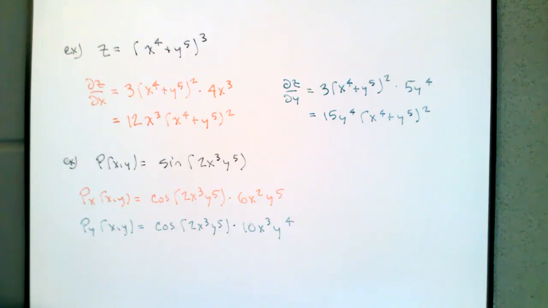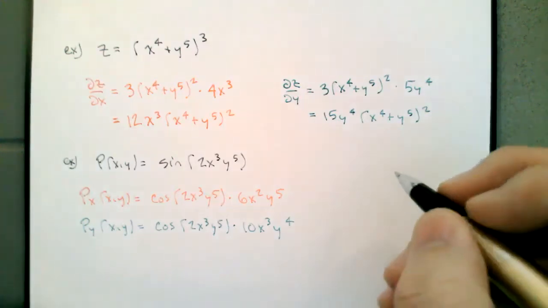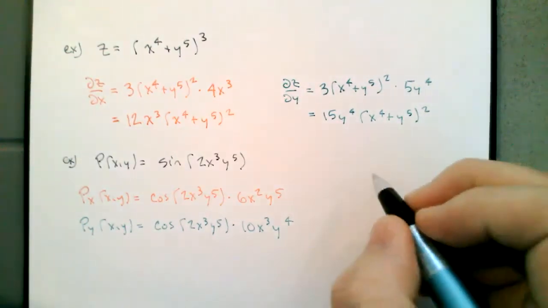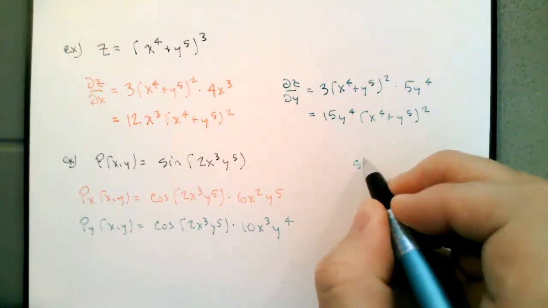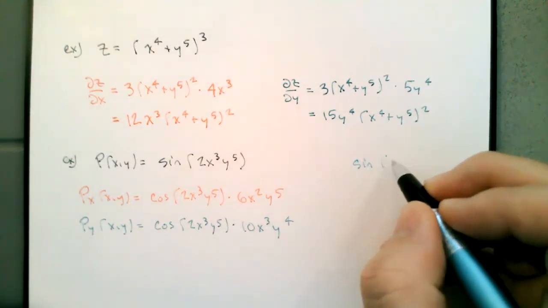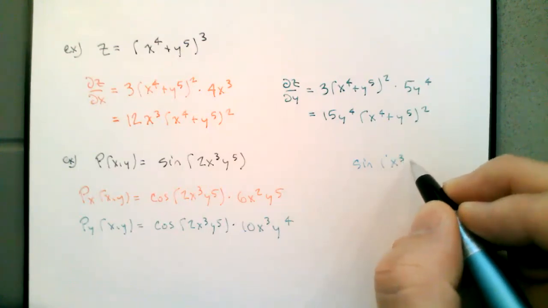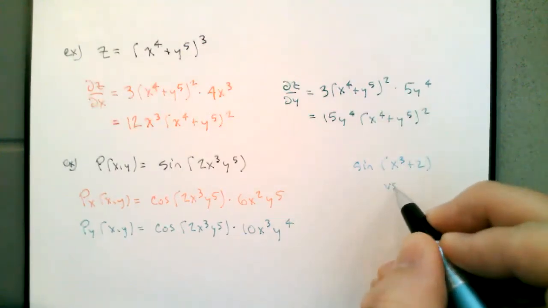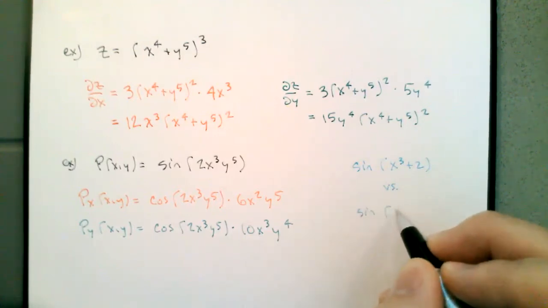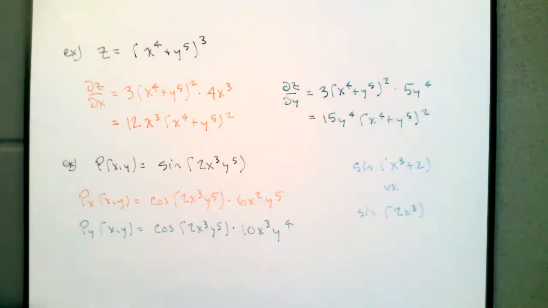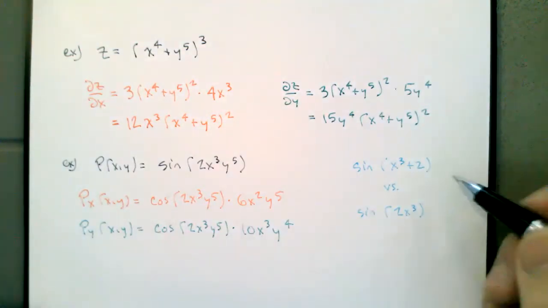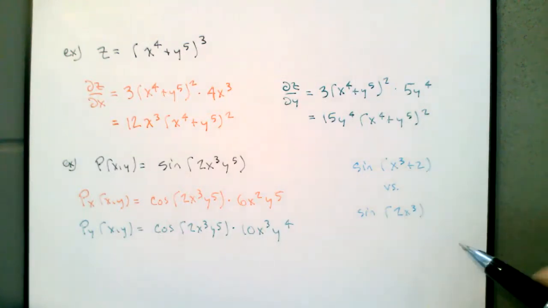Okay, I see. It's the difference between, if we drop it back to the single variable case, imagine the function sine of x cubed plus 2 versus sine of 2x cubed. In the first one, the 2 is a constant term. In the second one, the 2 is a constant factor.